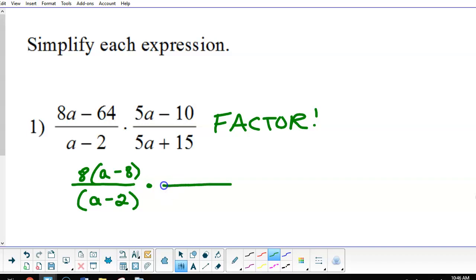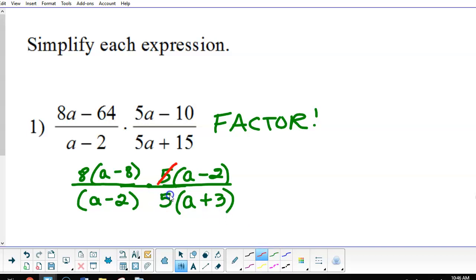What about back here on this guy? Take a 5 out of the top, and I'd have a minus 2, right? Take a 5 out of the bottom, and I'd have a plus 3. Now, multiplying means everything on the top goes together and everything on the bottom goes together, but what can I divide out now?